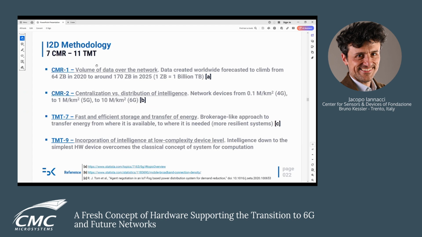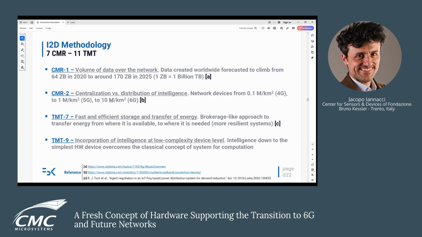So just to mention a few relevant CMRs and TMTs in this slide, as they are taken from the book. CMR1 is the volume of data over the network. This is quite crucial because the estimate says that in the transition from 2020 to 2025, the traveling data over the network will increase from 64 to 170 zettabytes. Just to mention, 1 zettabyte is 1 billion terabytes.